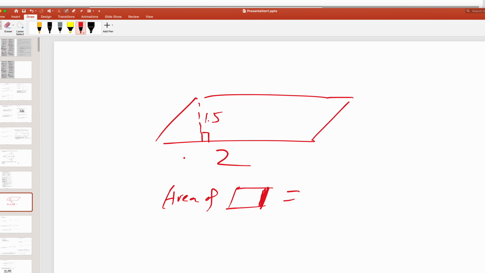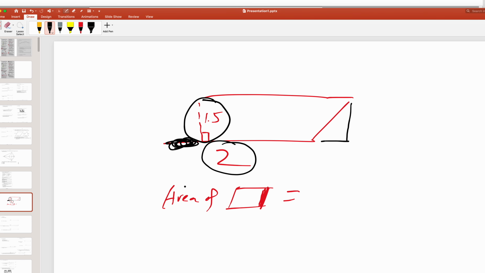How do you do it? Can you see that you can cut away this and then fill it up here? Then it's a rectangle, with the breadth 1.5 and the length 2.